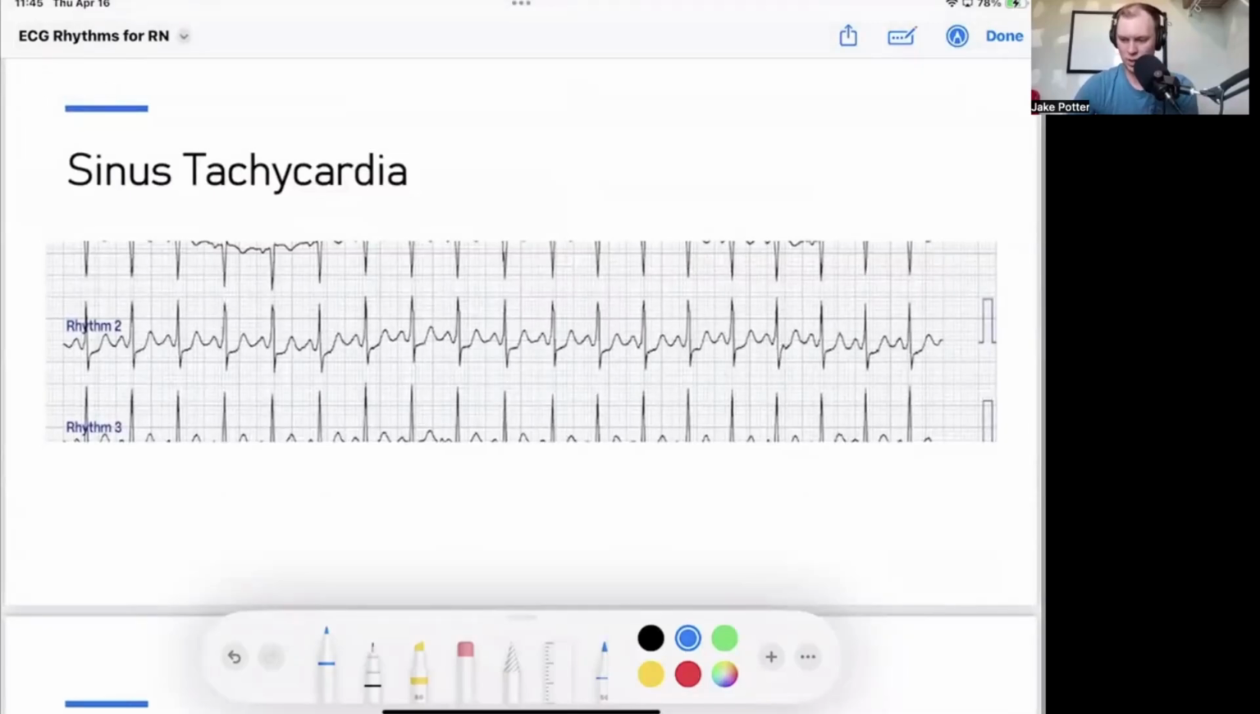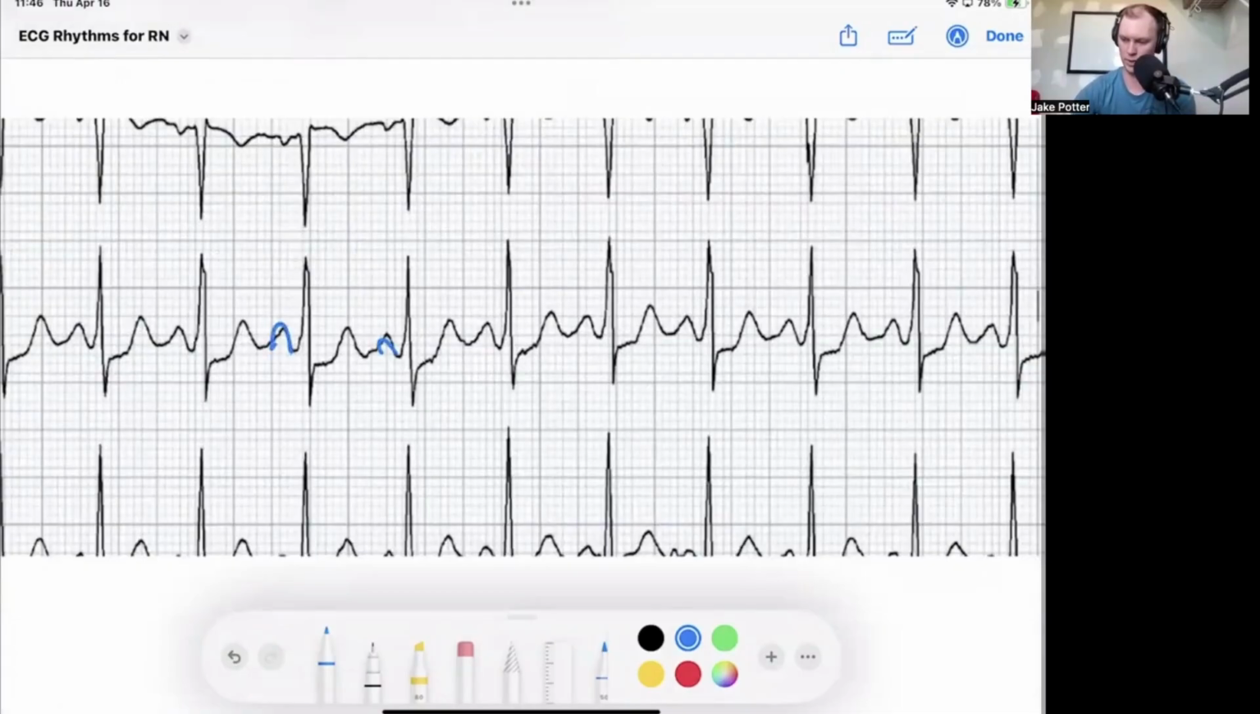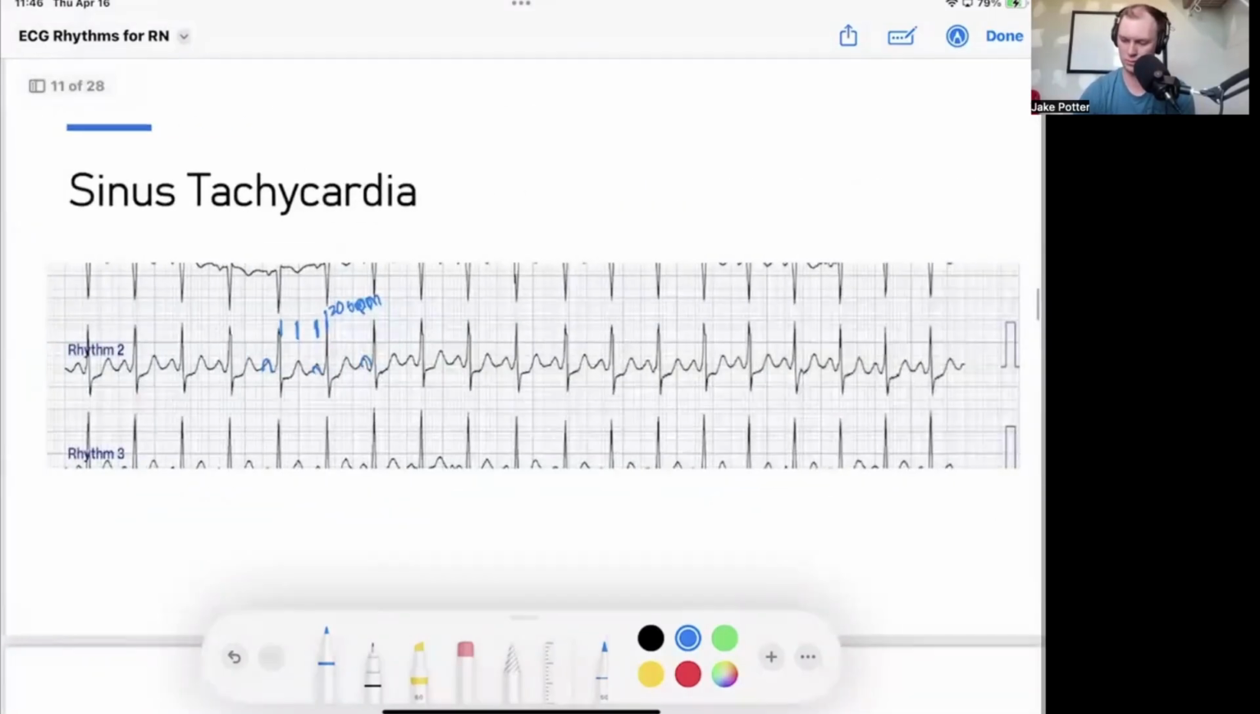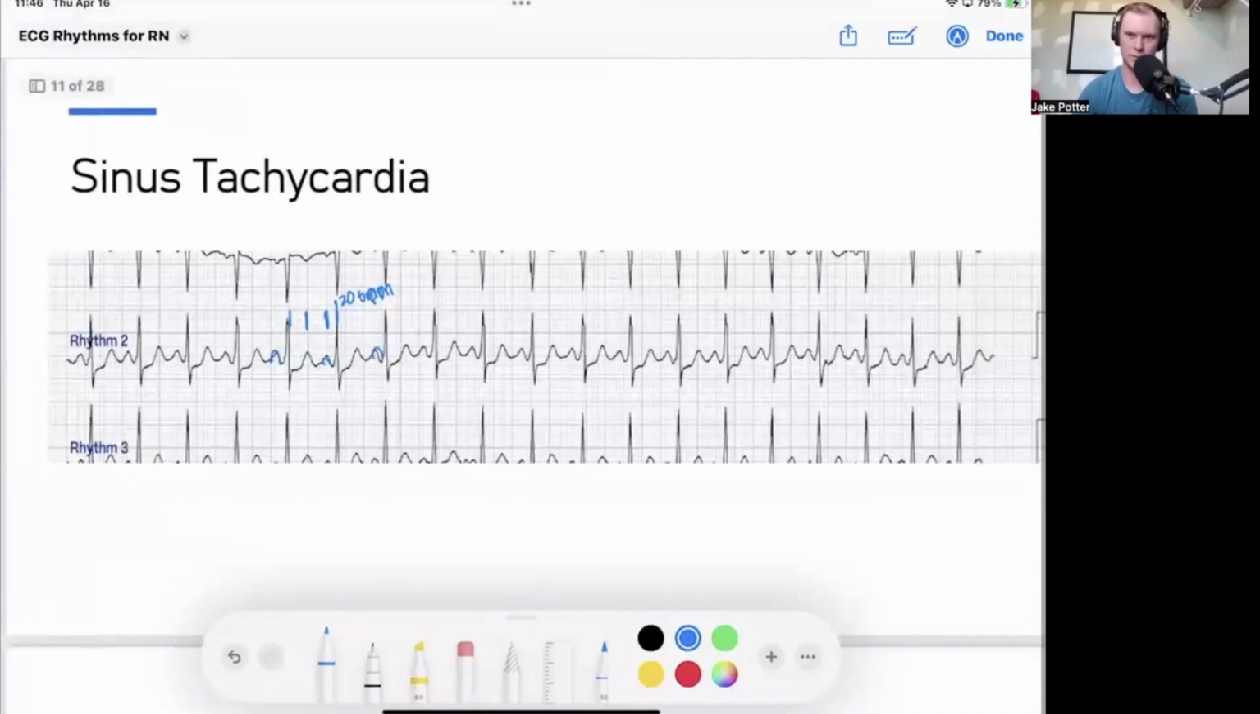Then you have your sinus tachycardia, again, kind of beating a dead horse. You have an upright P wave before every QRS complex. There's your sinus rhythm. And then let's look at your rate. So you have 300, 150. That's probably about a rate of 120. Again, it's not an exact rate. You kind of have to guesstimate when it's between the big boxes. That's about a rate of 120. And this is regular. If you looked at this, you would see that there is good regularity. So this is a regular sinus tachycardia.